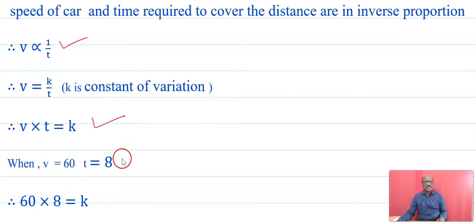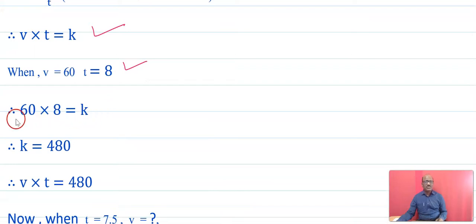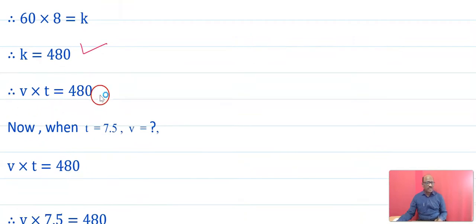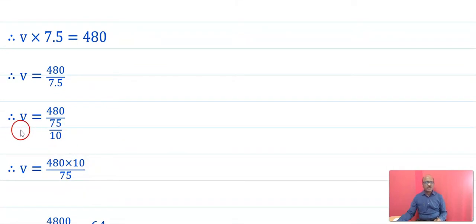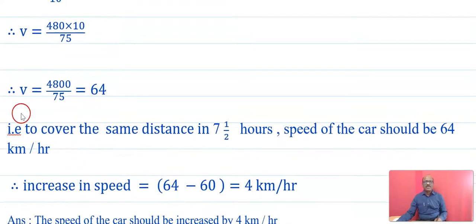v equals 60, t equals 8. Therefore, k equals 60 into 8, so k equals 480. Therefore, v into t equals 480. When t equals 7.5, what is the value of v? v into 7.5 equals 480. Therefore, v equals 480 upon 7.5, which means 480 upon 75 upon 10. Therefore, v equals 480 into 10 upon 75, and hence v equals 4800 upon 75, and that comes to 64.